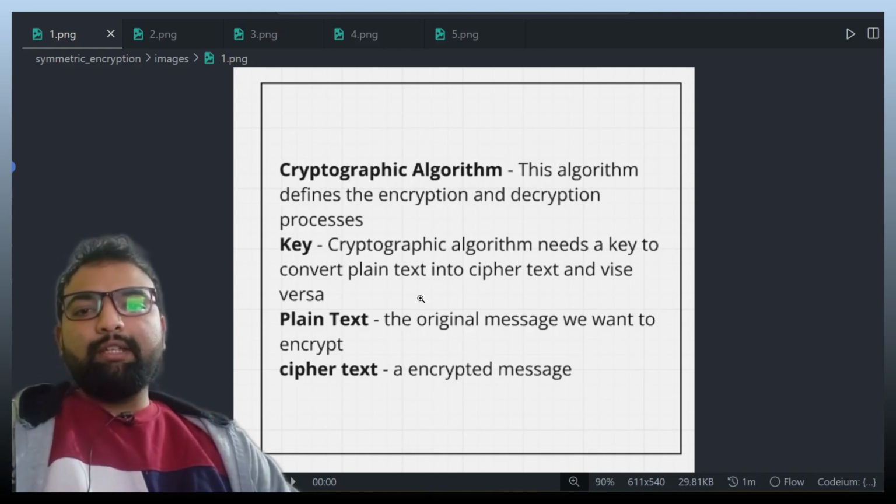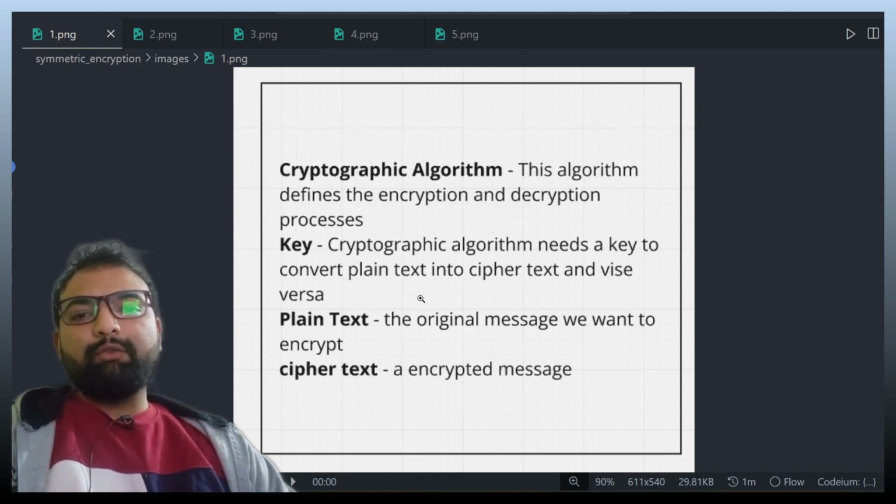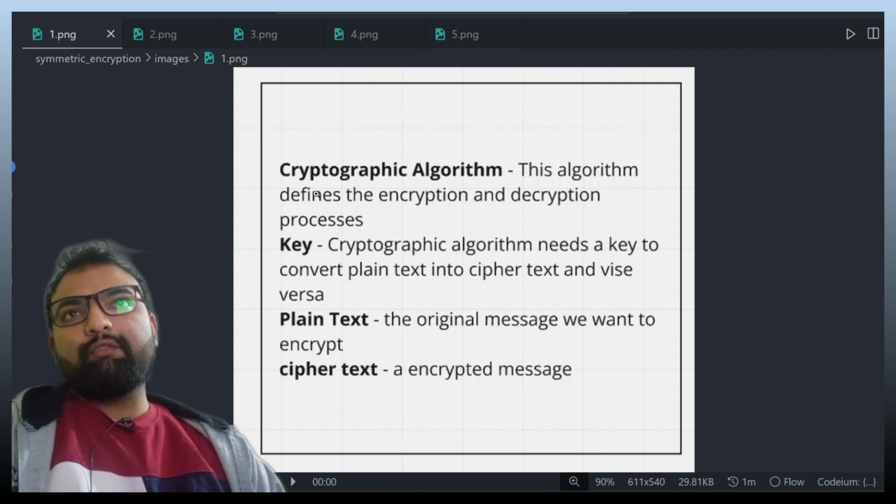Hello and welcome everybody. In this video we are going to see what is symmetric key encryption. In our last video we have seen these terms. Cryptographic algorithm is the algorithm that defines the encryption and decryption process. The key is the password that is used to convert our plain text to ciphertext with the help of the cryptographic algorithm. Plain text is the text before we encrypt it, and ciphertext is the converted text.